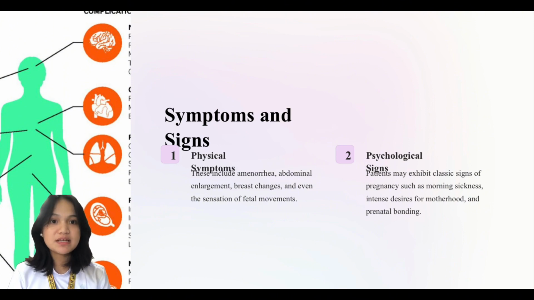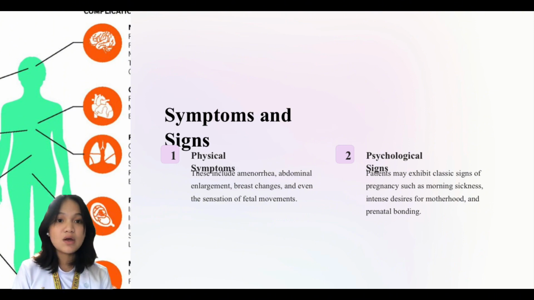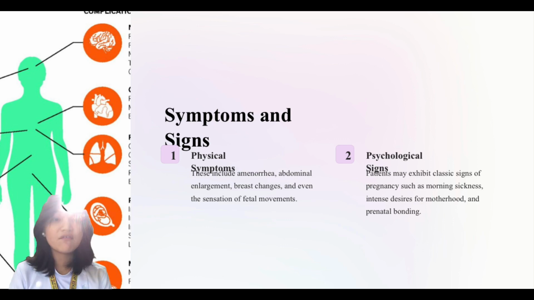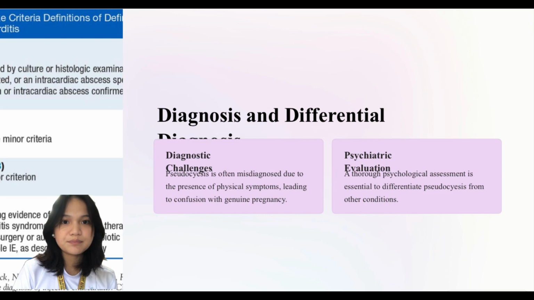Pseudocyesis has symptoms and physical manifestations. One of the intriguing aspects of pseudocyesis is the manifestation of physical symptoms mimicking those of a genuine pregnancy. This can include missed menstrual periods, abdominal enlargement, breast changes, weight gain, and even the sensation of fetal movement. The body's response to the psychological conviction of pregnancy can be so profound that it induces psychological and physiological changes, further reinforcing the belief in the pseudo-pregnancy.